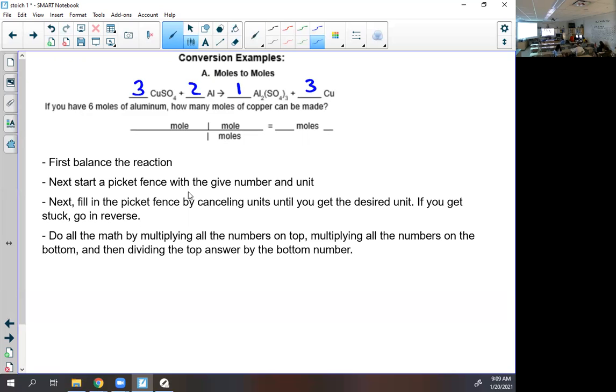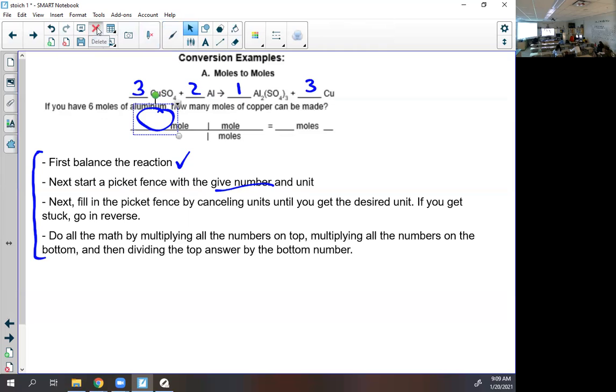Now, my friends, this stuff, this thing that he calls the wall, it's not hard. Just do exactly as I tell you, and it's really a piece of cake. So first, balance the equation. We did it. Next, start in the upper left-hand corner with the given number and unit. If you have 6 moles of aluminum, you're going to put 6 moles of Al right there. Good job, Travis.